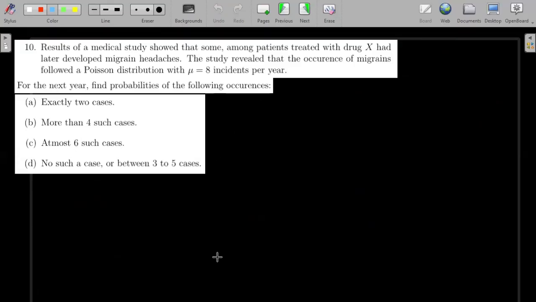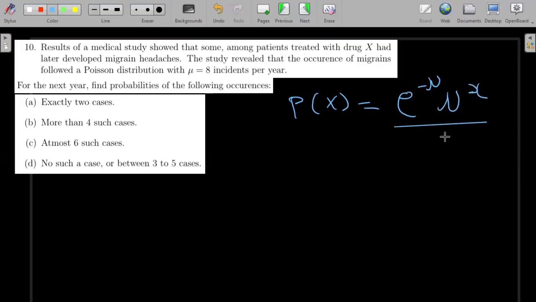And then we look at question 8, which is under a Poisson distribution. A Poisson also has its own formulas. The probability under a Poisson is given as e to the power minus mu, multiplied by mu to the power x, divided by x factorial. So this mu here is the mean, the average.